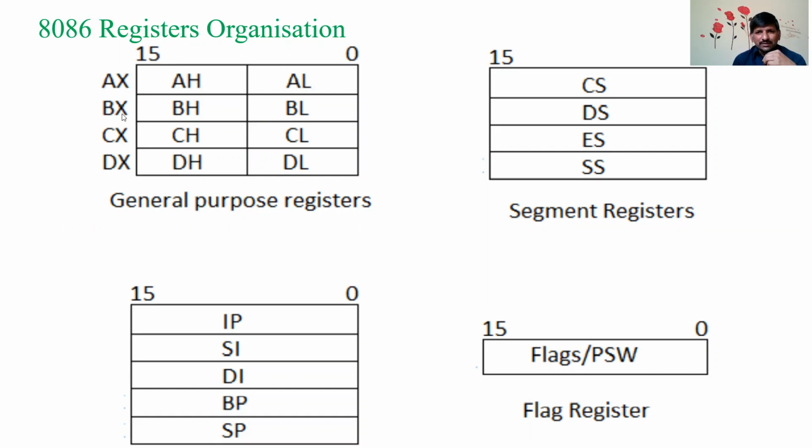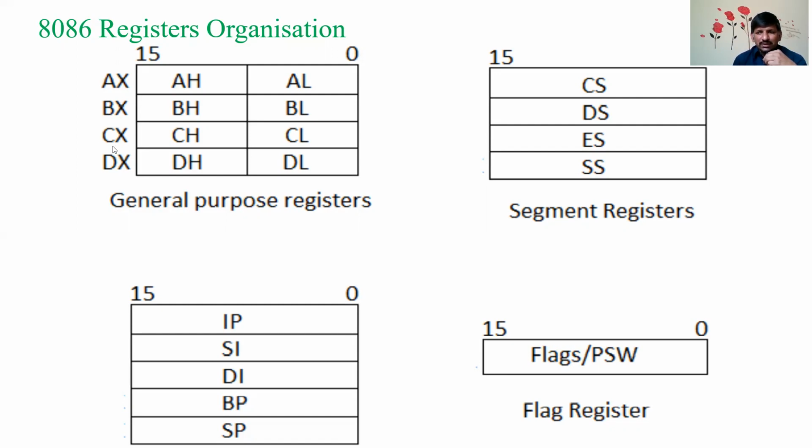Next, BX register. It is also a 16-bit register. It contains lower 8 bits, defined as BL, and higher 8 bits as BH. Generally it is used for storing the offset address.